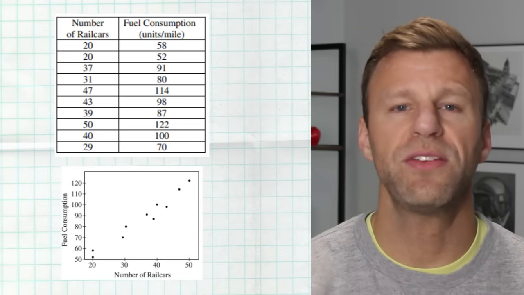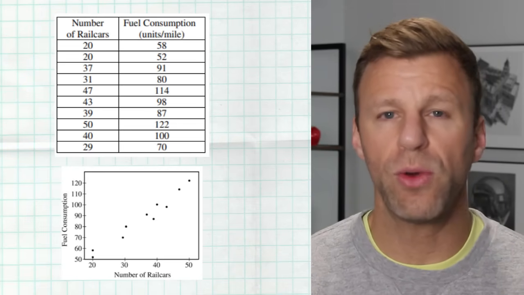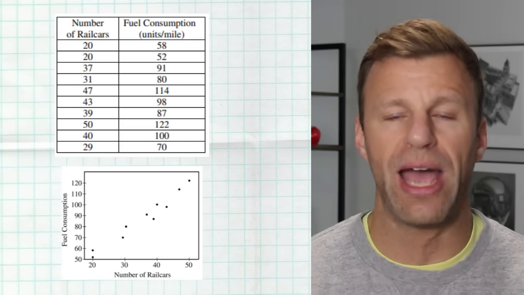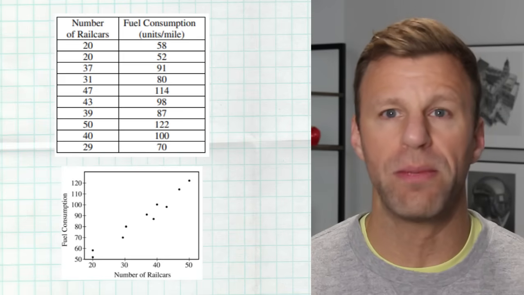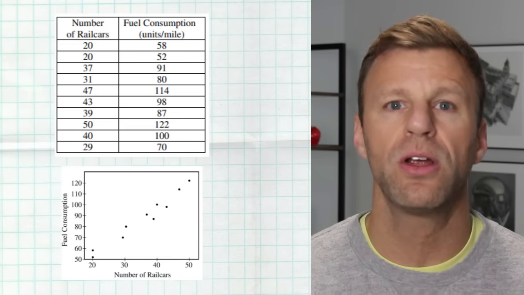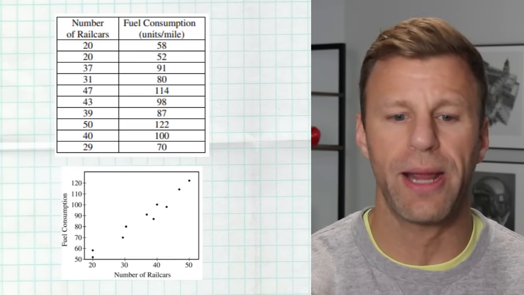So here is a set of data for rail cars. So we have the number of rail cars that a train is pulling and the fuel consumption that that particular train is requiring. So we have all of our data here, and then we have a beautiful scatter plot that shows a pretty positive, somewhat linear relationship between the number of rail cars and the fuel consumption for that train.